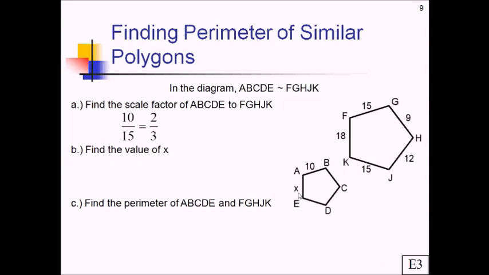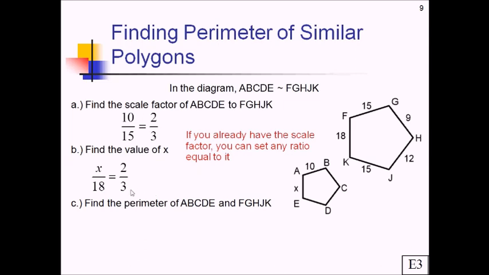Next, they want us to find the value of x, which is side AE over here. So we're going to set up a proportion. We can say that x over 18 equals, and you have some options here. You could use 10 over 15. In general, you can just use the scale factor if you already have it whenever you set up any kind of proportion. So we could say x over 18 equals 2 over 3. So 3x equals 36, and x equals 12.